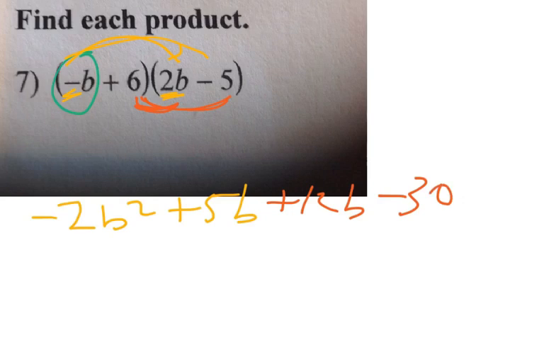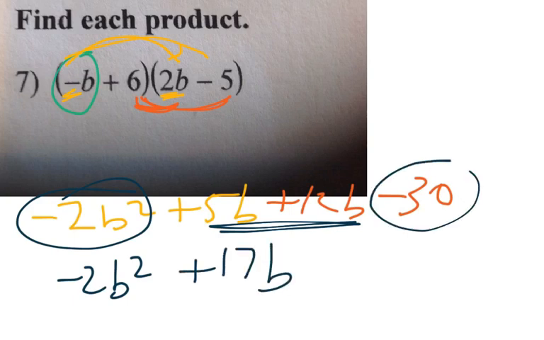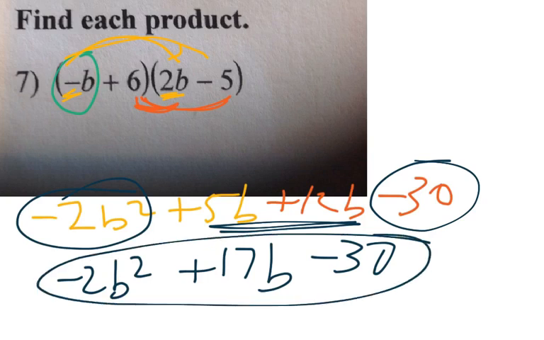And assuming I didn't make any mistakes, I know right here I have negative 2b squared. The 5b and the plus 12b become 17b. And of course I have a minus 30. And that's how you use distributive property, guys. Please pause the video if you need to.